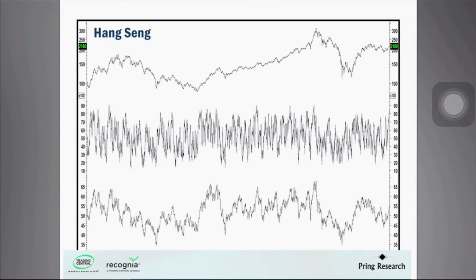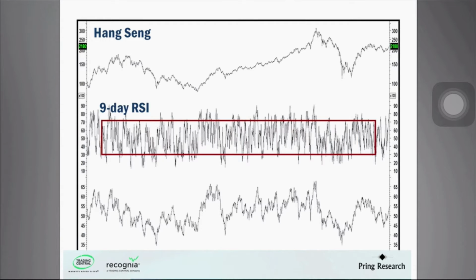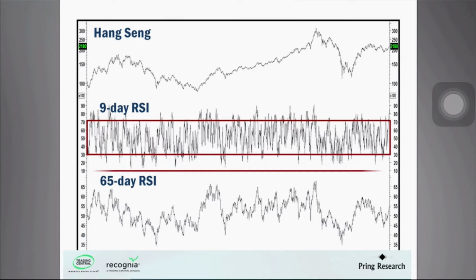The middle part of this chart for the Hang Seng Index in Hong Kong features a 9-day RSI, where the 70-30 combination does not indicate a strong probability of a reversal when it's touched, and that's because it's touched or exceeded far too often. Similarly, this same combination is rarely touched with the 65-day span.